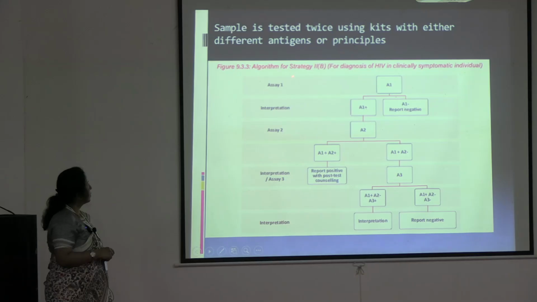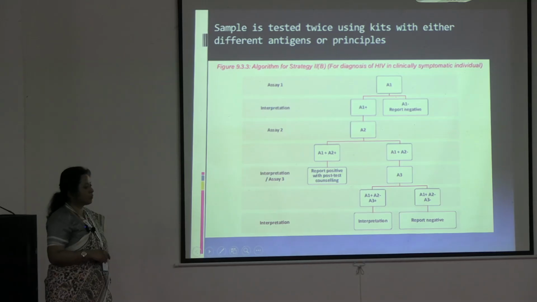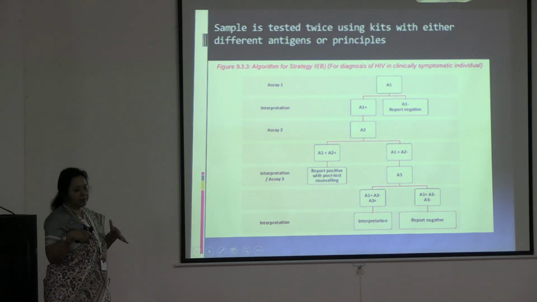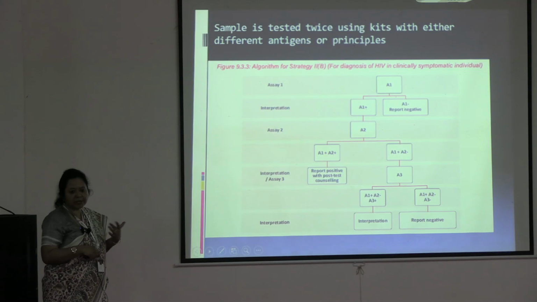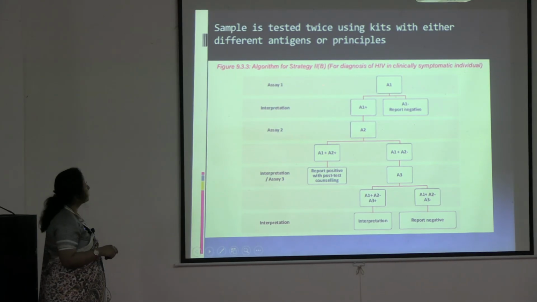Next is, if you are testing a clinically symptomatic individual, suppose a patient comes with tuberculosis, or he is having some fungal infection and you suspect he is cachectic, you suspect that this patient in the hospital may be having HIV. So let us look at him. What is the algorithm here?